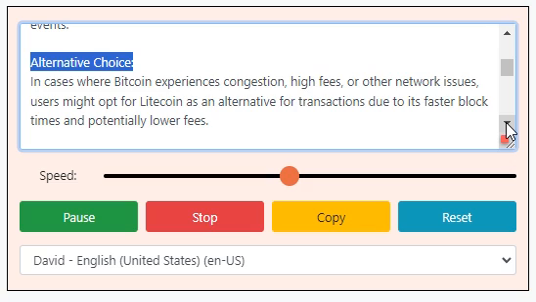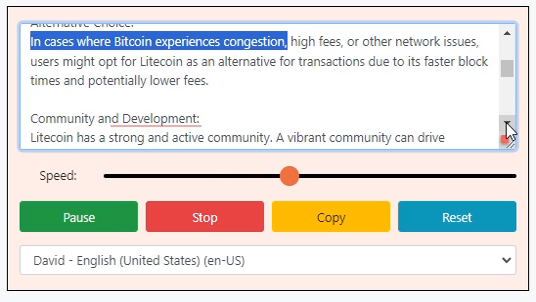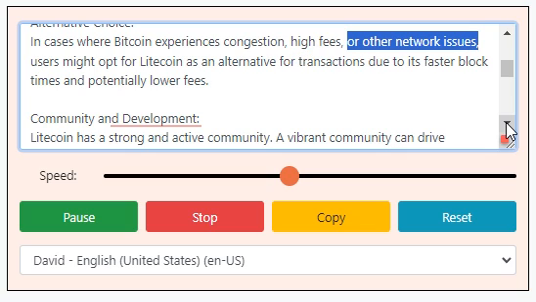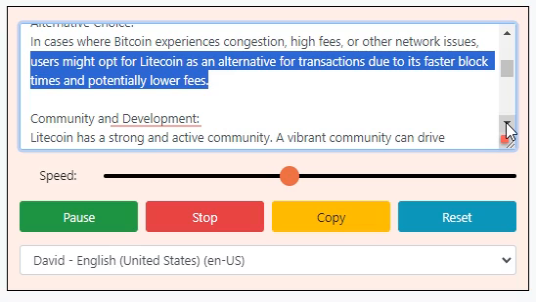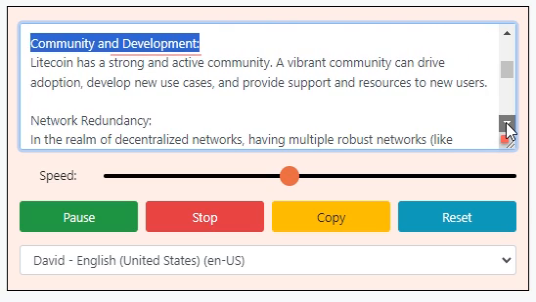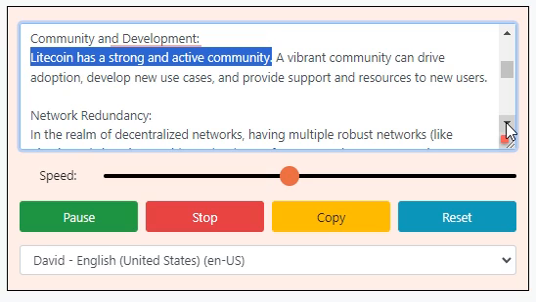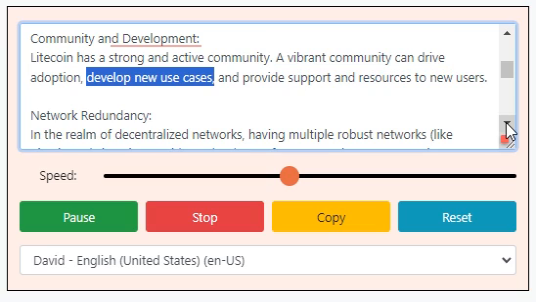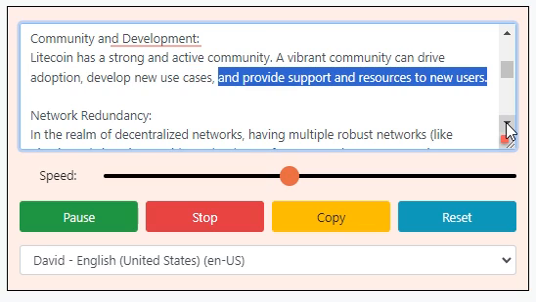Alternative choice. In cases where Bitcoin experiences congestion, high fees, or other network issues, users might opt for Litecoin as an alternative for transactions due to its faster block times and potentially lower fees. Community and development. Litecoin has a strong and active community. A vibrant community can drive adoption, develop new use cases, and provide support and resources to new users.